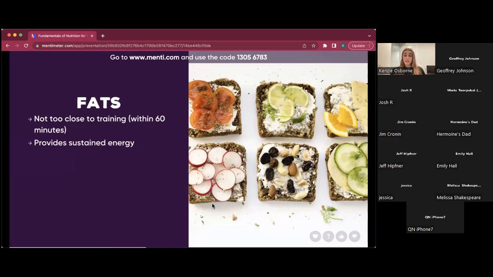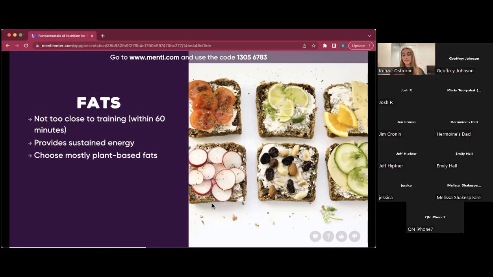Fats will provide sustained energy. So they're important to have throughout the day to provide your body with stored energy to use when you do run out of carbohydrates. It is an important part of a diet, especially for athletes where you tend to need a higher calorie intake. It's a lot easier to get calories from fats than it is from eating a bunch of salads, just because fats are more calorie dense, they're more energy dense.